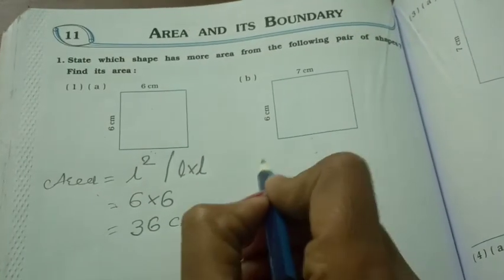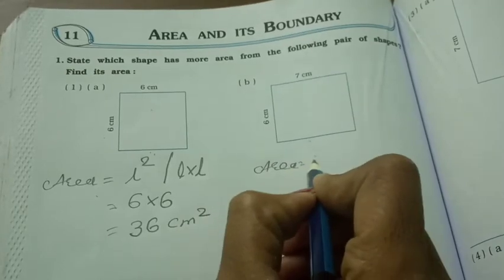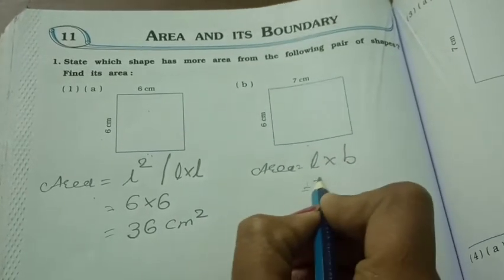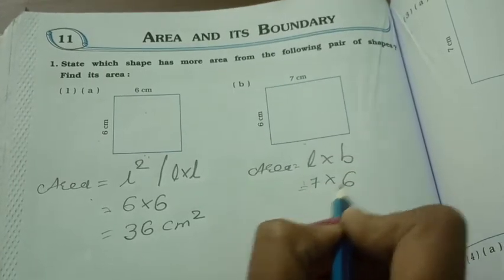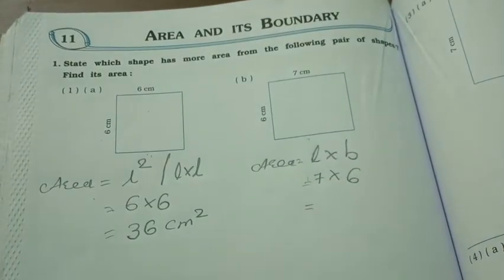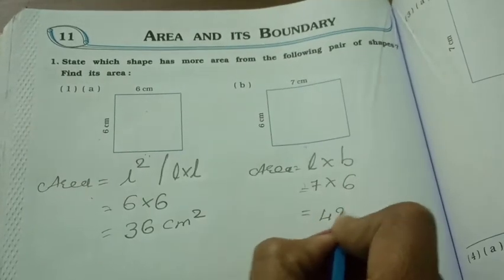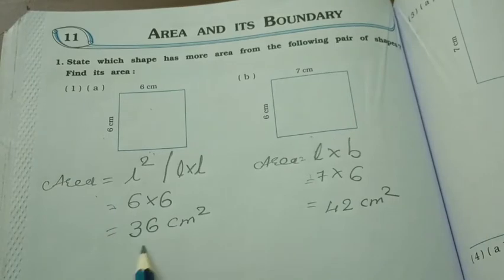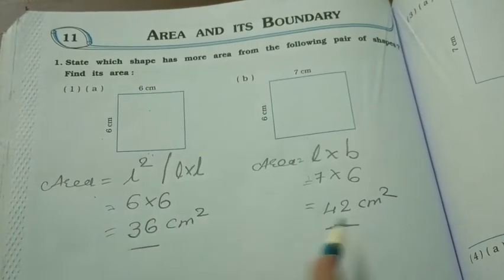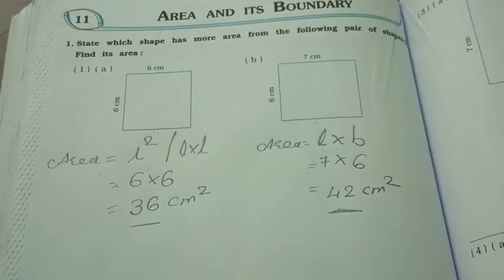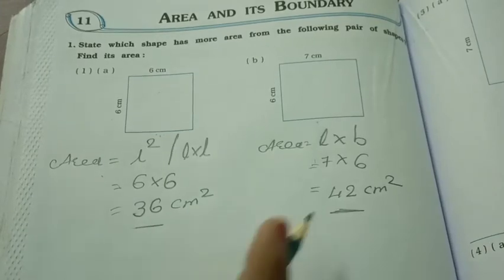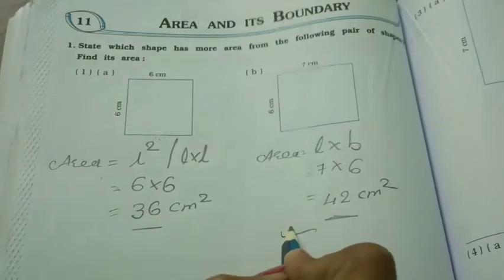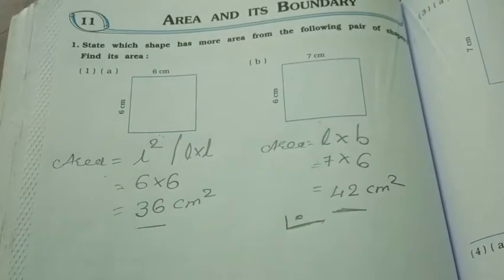Area of B. Area is equal to length multiplied by breadth. Length 7 and breadth 6. So 7 6s are 42 square centimeter. So its area is 36 and its area is 42 square centimeter. So which one has more area? Figure B has the more area.